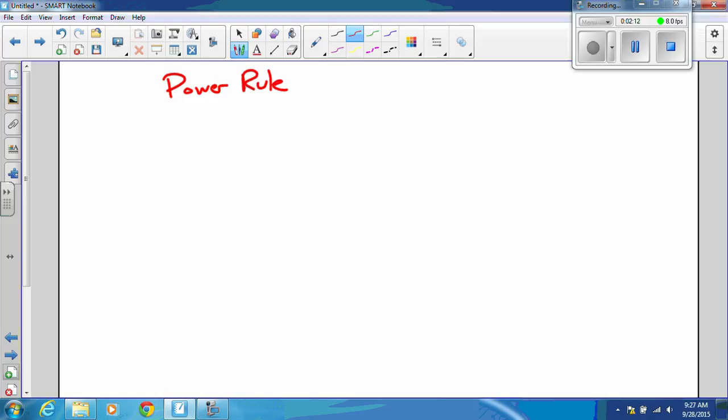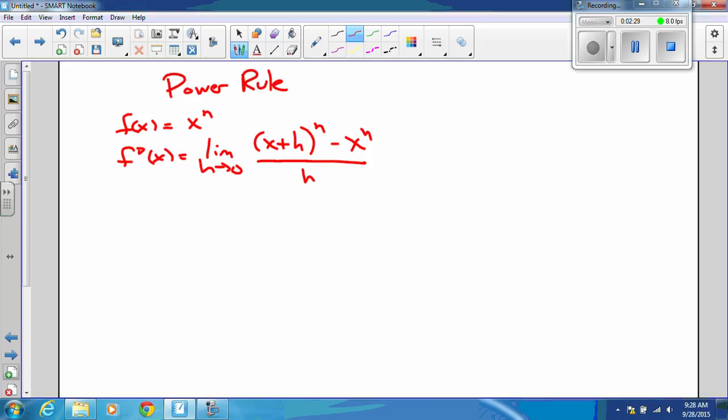To get to the power rule, we remember that we were stalled out on a question. The question was that if f of x is equal to x to the n, then f prime is going to be the limit as h goes to 0 of x plus h to the n minus x to the n, and all of that over h. Now, because we've got n's and h's, I'm going to have to be careful. So these are n's, and these are h's. Okay. And the problem that we had was what to do with this.